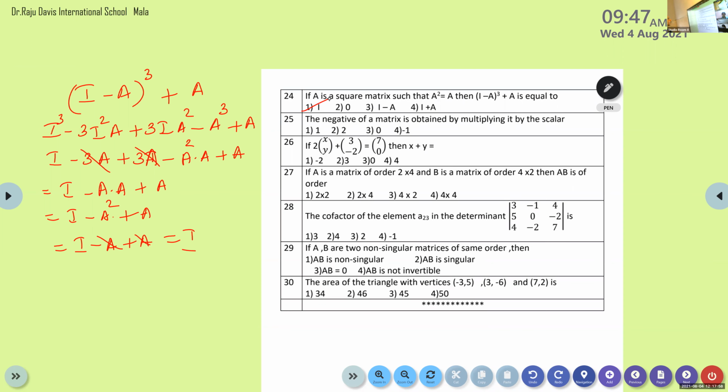Then, the negative of a matrix is obtained by multiplying it by the scalar minus 1.